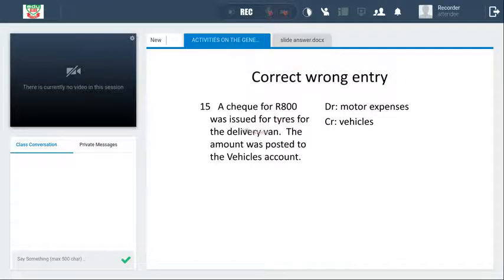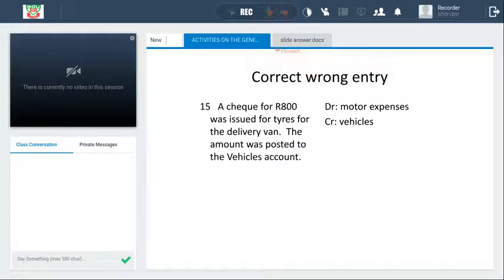A cheque of 800 was issued for tyres for the delivery van. The amount was posted to the vehicle account. No, this is an expense. If you post it to the vehicle account, an expense is normally recorded on the debit side, which means we have mistakenly debited the vehicle account, increasing the value of the asset. No, it's a motor vehicle expense. So we debit the motor vehicle expense account and correct the error by crediting back the vehicle account. So you can see the general journal is also used for correction of errors, because there's no journal called a correction of errors journal. So we use it to correct our errors.